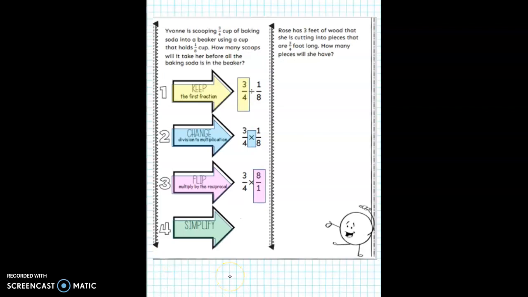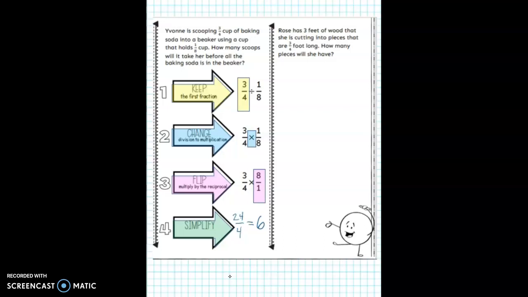We are going to multiply numerator times numerator and denominator times denominator. 3 times 8 gives us 24 as the numerator. 4 times 1 gives us 4 as the denominator. Since 4 is a factor of 24, we need to simplify by doing 24 divided by 4, which gives us 6. If you've read the story problem, it will take Yvonne 6 beakers in order to fill up that 3/4 cup of baking soda beaker that she needs.